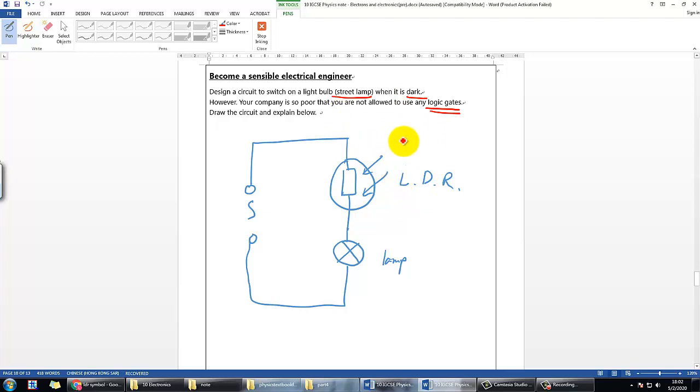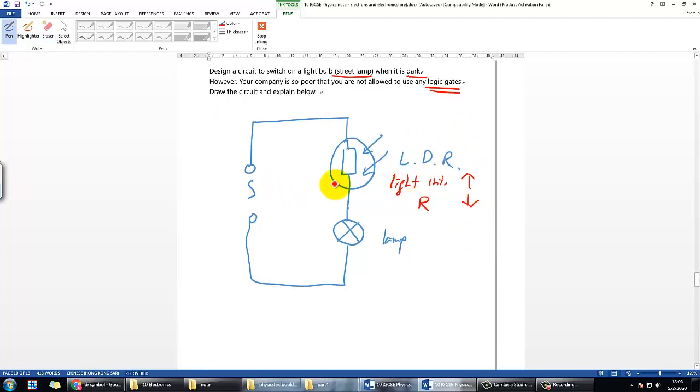First of all, I think most of you should realize that in order to detect the light, you have to use the light-dependent resistor, LDR. Let's recall the property of this first. When the light intensity increases, the resistance will decrease. You have to get this correct first, otherwise you will mix the whole thing up.